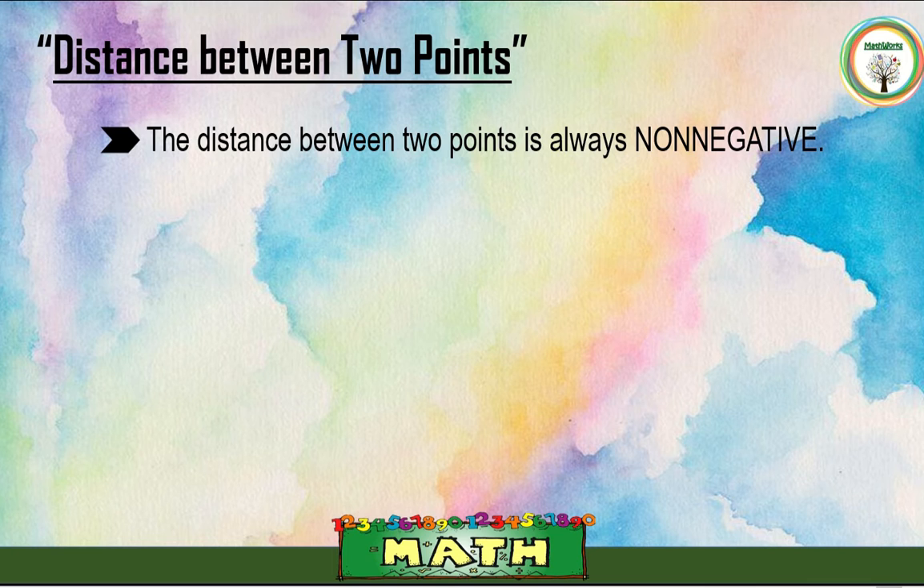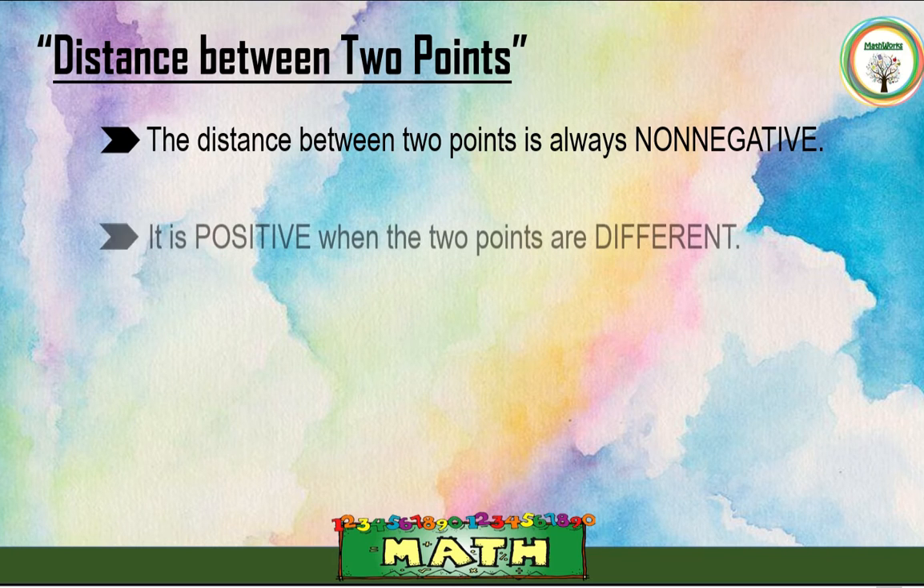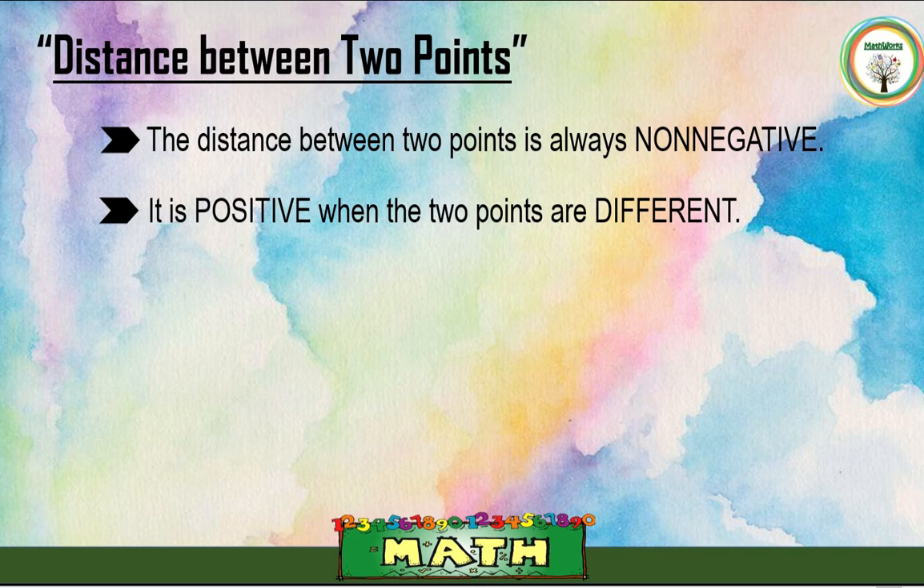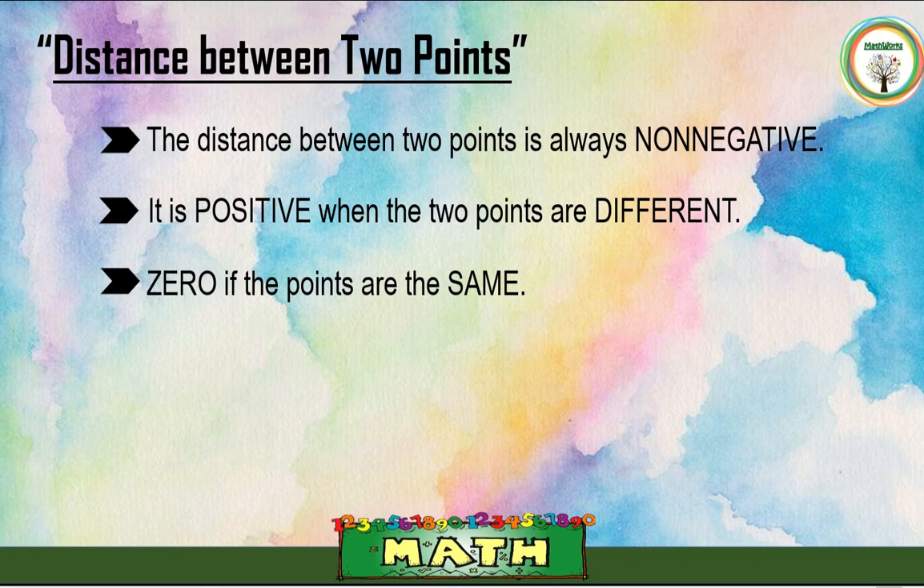So the distance between 2 points is always non-negative. It is because we don't have negative distances. Next, it is positive when the 2 points are different. So if 2 points are located on a Cartesian plane, the distance between the two of them is positive. 0 if the points are the same. So if 2 points have the same coordinate, then the distance is equal to 0.